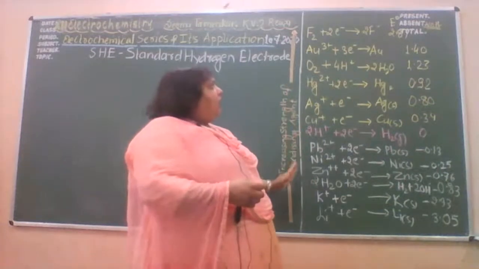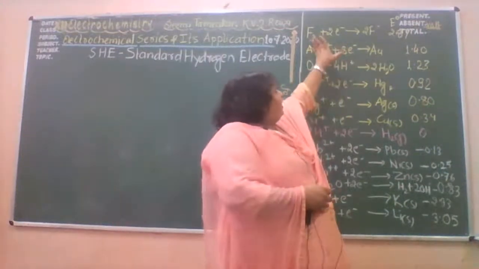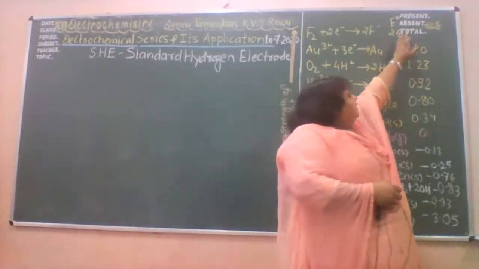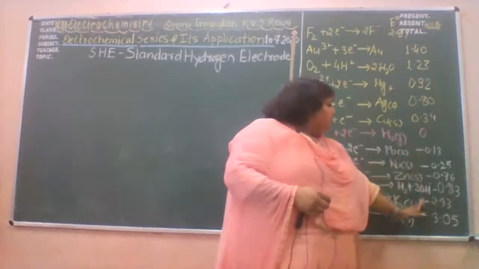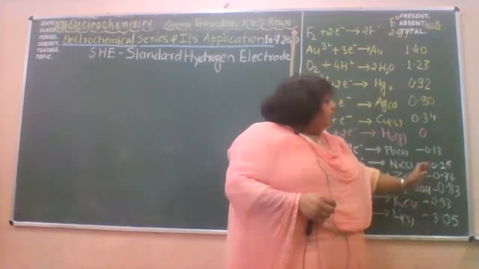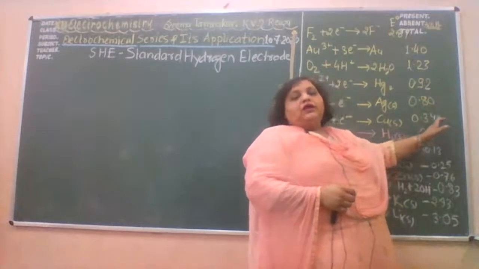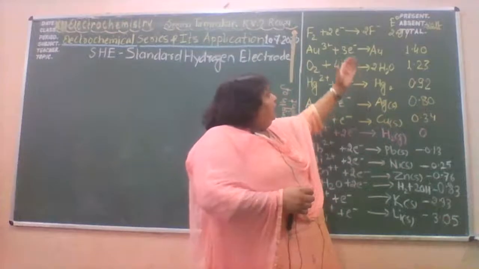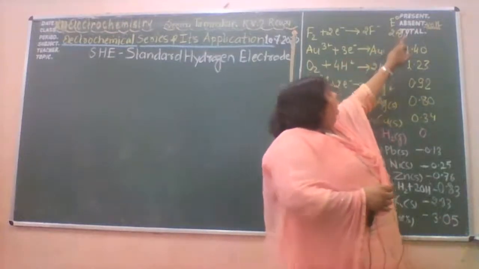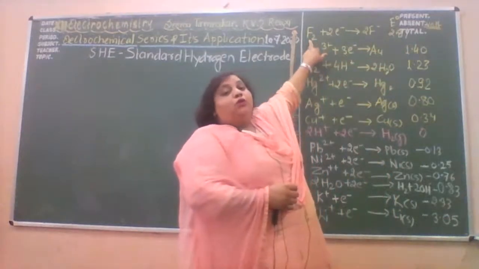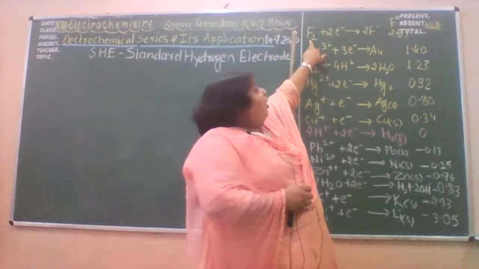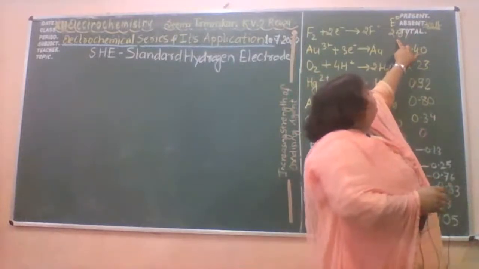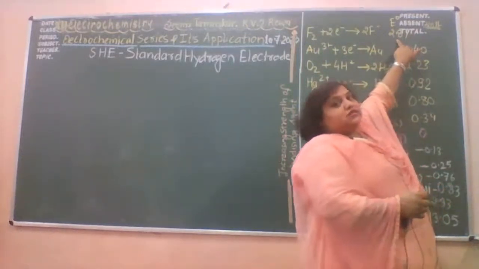So here, what I have done, you can see, this is the part where the chemical change is taking place, and this is the part where the standard electrode potentials are given in terms of volts. If you see the top one, which is fluorine, the most electronegative element of the periodic table, it has the standard electrode potential plus 2.87.